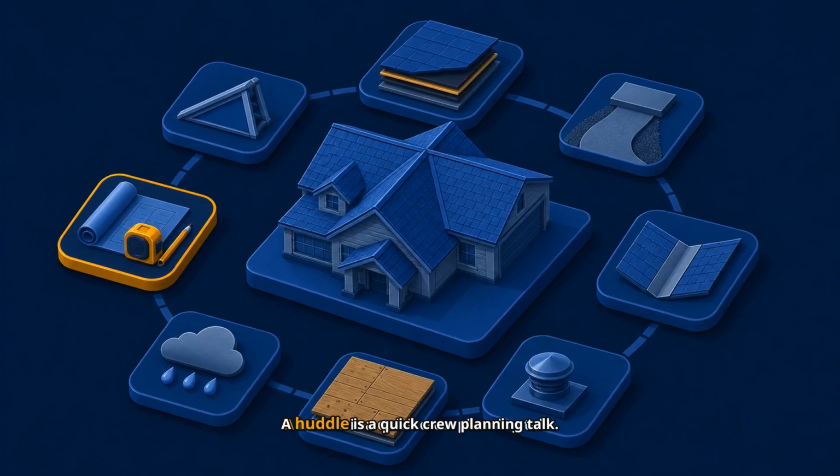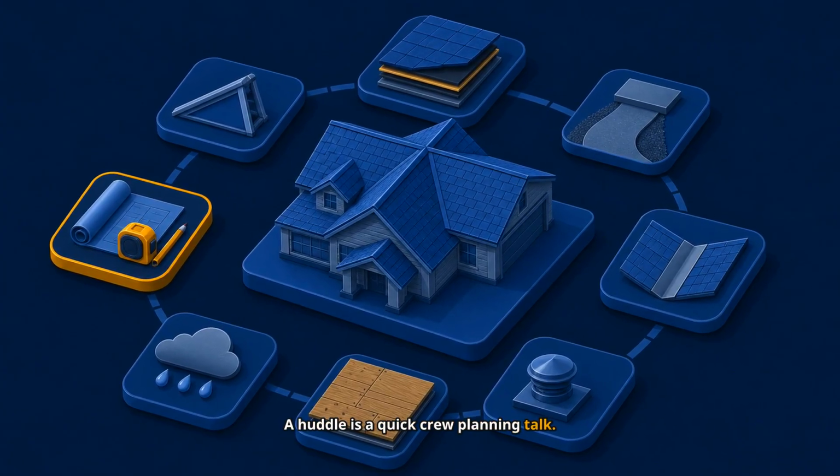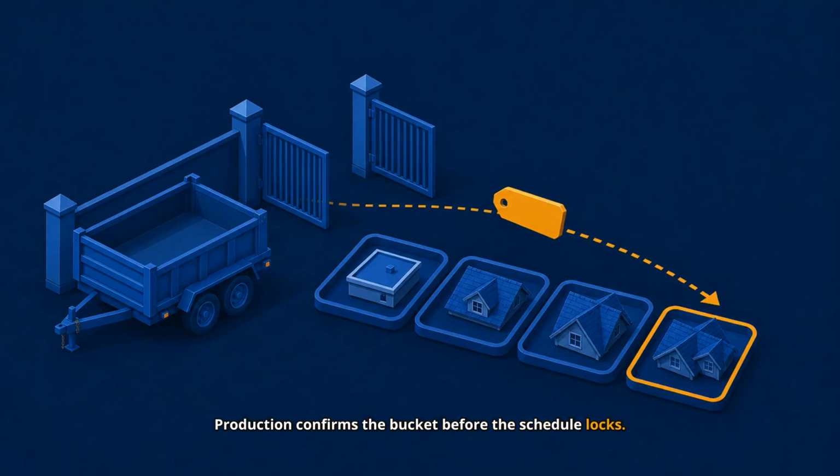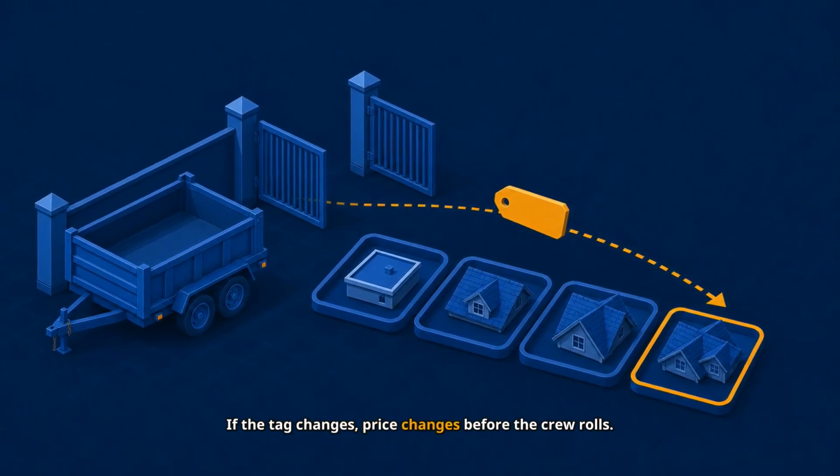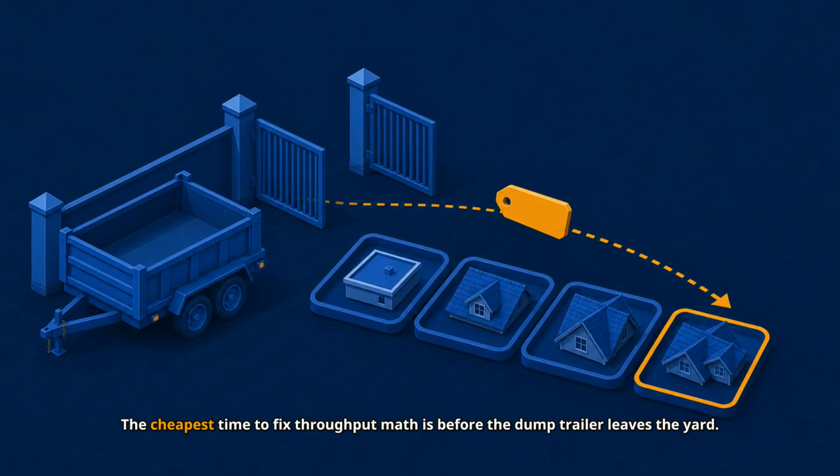Run a pre-build huddle. A huddle is a quick crew planning talk. Sales tags pitch, layers, access, valleys, vents, deck risk, and weather window. Production confirms the bucket before the schedule locks. If the tag changes, price changes before the crew rolls. The cheapest time to fix throughput math is before the dump trailer leaves the yard.